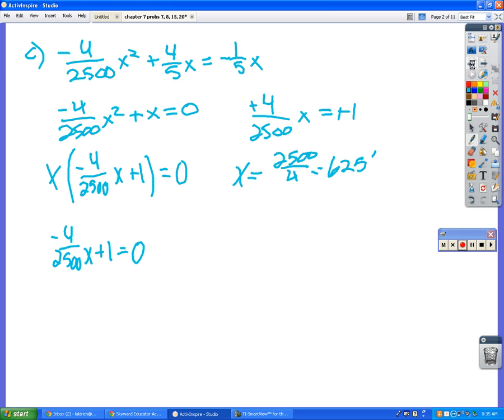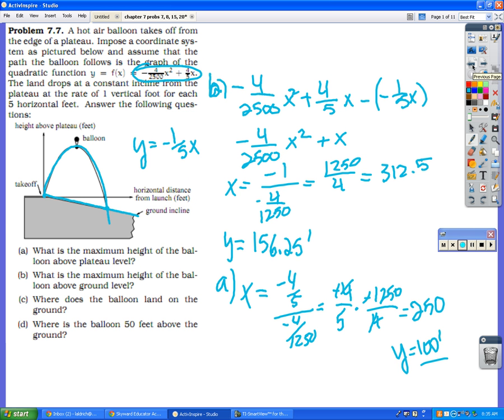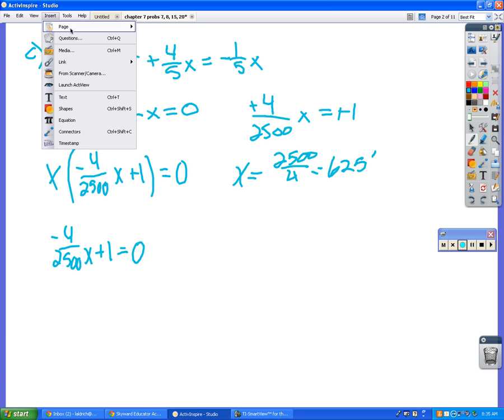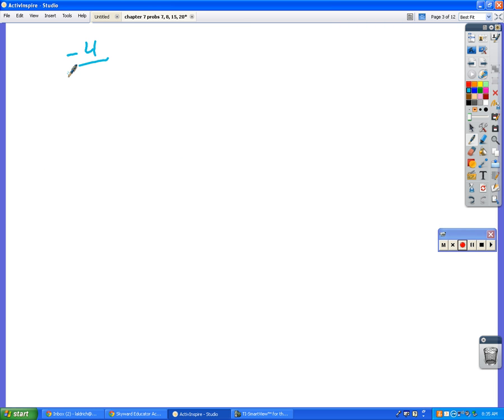All right, and then the last one says, where is the balloon 50 feet above the ground? Where is our equation that shows how far the balloon is above the ground? Which one of these does that? This one? Yes, because that's where we subtracted the height above the plateau from the ground. So what do I need to do to find out when it's 50 feet above the ground? Set it equal to 50. So negative 4 over 2500 x squared plus x, we want to figure out when that equals 50.